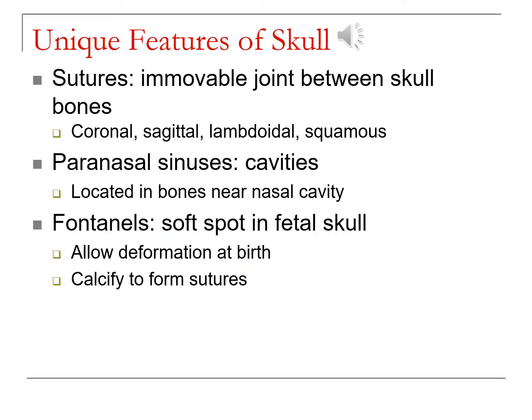So what are the unique features of the skull? Sutures. These are lines that we have seen in the previous pictures. So the sutures are immovable joints between the skull bones. So we have coronal, sagittal, lambdoidal, and squamous sutures.